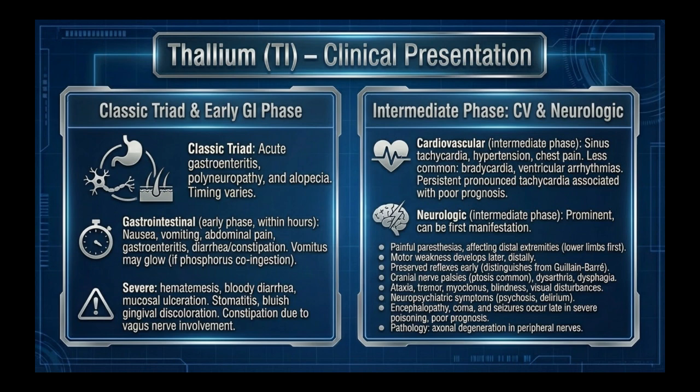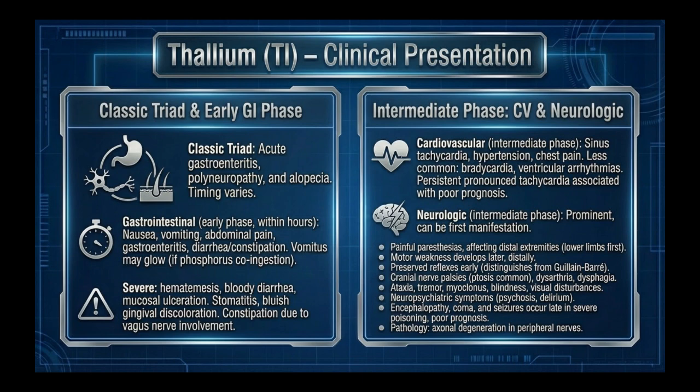In the intermediate phase, which spans hours to weeks, cardiovascular effects are frequently observed. These include sinus tachycardia, hypertension, and chest pain. Less commonly, bradycardia, ventricular arrhythmias, and atrial fibrillation can occur, even in individuals without structural heart disease. The cardiac effects are likely multifactorial, potentially involving vagal nerve dysfunction. A persistent and pronounced tachycardia is associated with a poor prognosis.